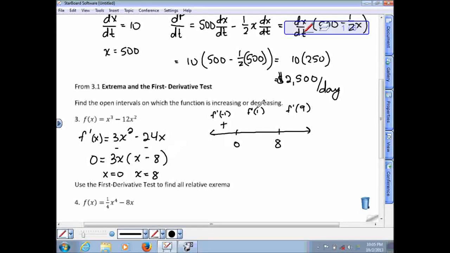Now testing f prime evaluated at x equals 1. 3 times 1 is a positive value, but 1 minus 8 is still a negative value. Positive times a negative is a negative. Then f prime of 9, 3 times 9 is a positive number.